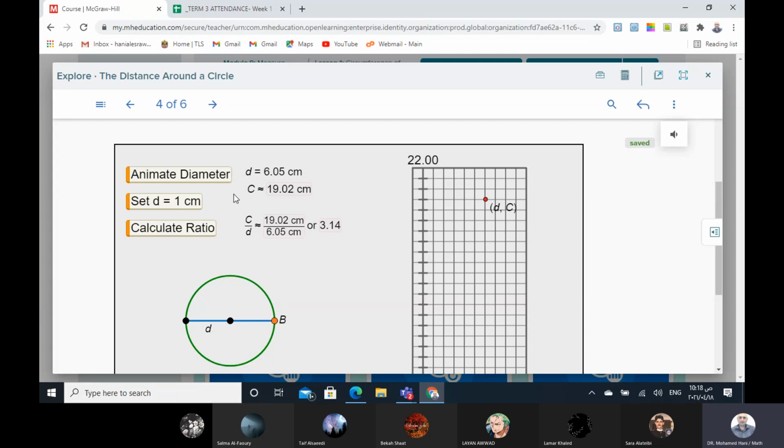Okay. I will change the diameter and the circumference. Okay. I want all of you now to divide 19.85 by 6.32 and tell me your answer.